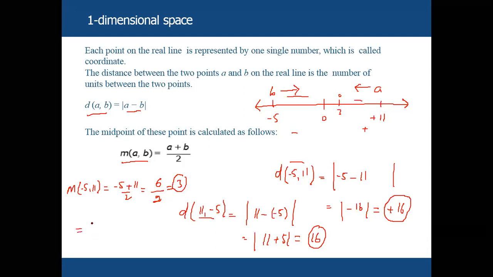If you first take 11 and then -5, divided by 2, the result will be the same: 11 minus 5 divided by 2, and 6 divided by 2. So these two formulas we use for distance and midpoint. I think this one is easy. Just absolute value and distance formula. The midpoint formula is just taking the sum a plus b divided by 2.